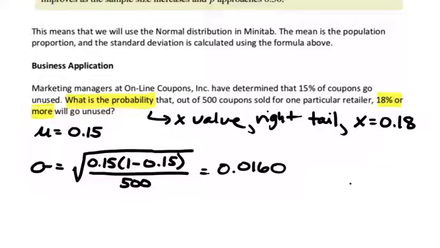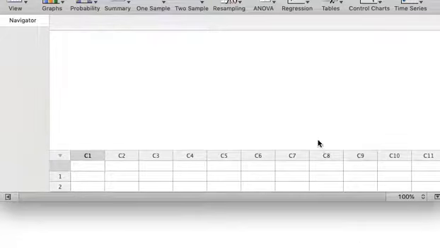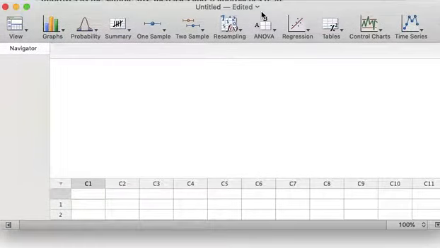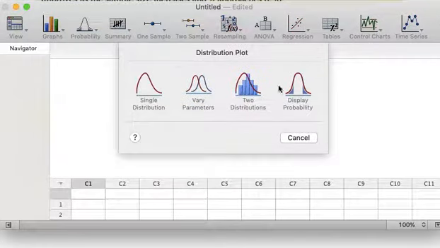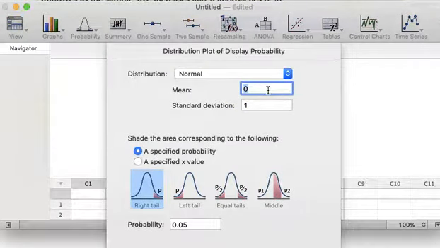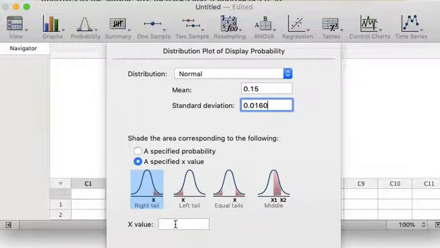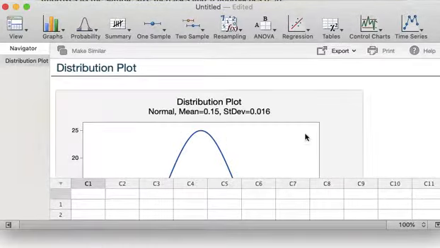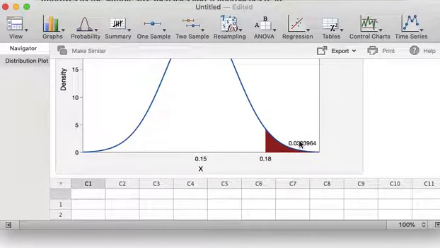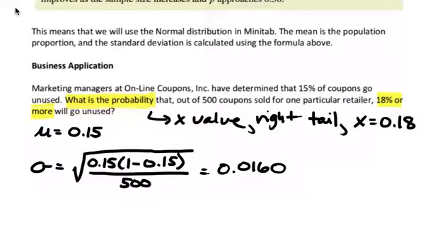So let's go to Minitab. I'm going to go to the normal distribution, just like we've been doing, and put in my mean and the standard deviation that I calculated. Choose a specified X value, right tail, and enter my X value of 0.18. Click OK. Here's my graph. And the answer is 0.0304 if I round to 4 digits after the decimal point.